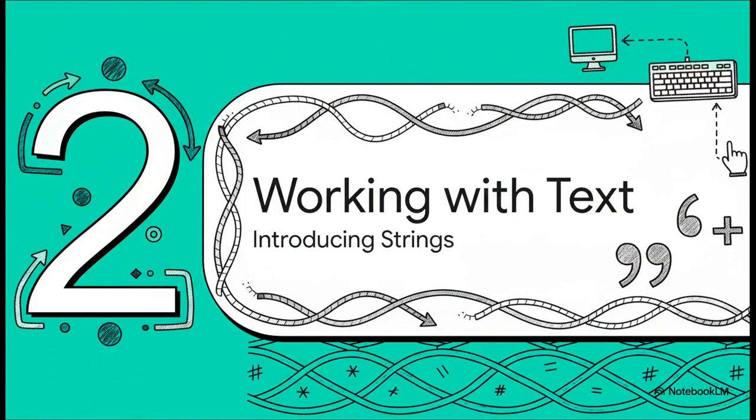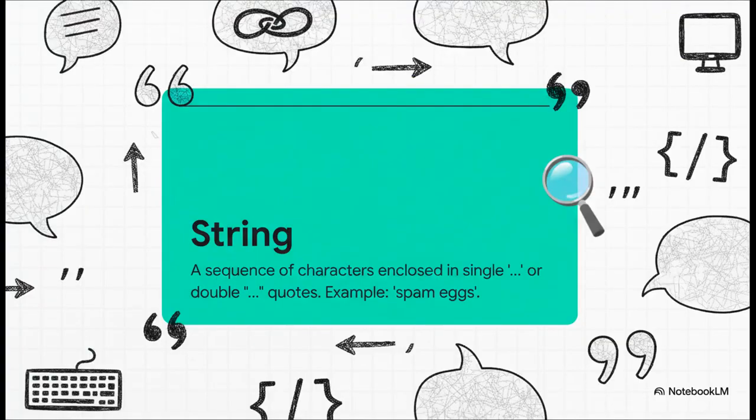All right, we've covered numbers. Now let's switch gears and talk about text. In Python, we have a special name for any piece of text. We call it a string. So what is a string? Honestly, it's just any sequence of characters, a word, a sentence, you name it. The only real rule is that you have to wrap your text in quotes. You can use single quotes or double quotes. Python doesn't care, as long as you match them up.